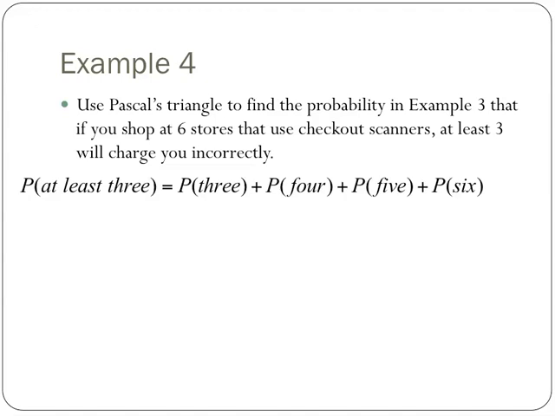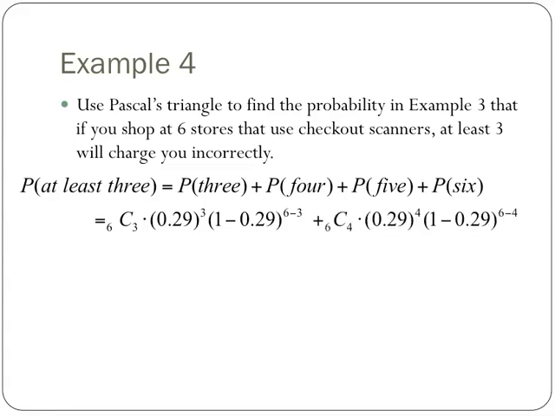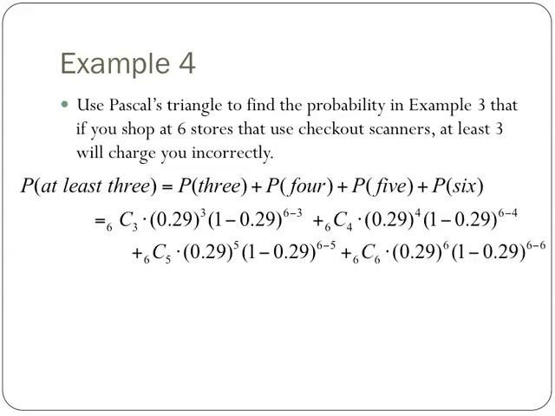Now, for the first one, probability that 3 of the 6 stores charge you incorrectly, we're going to have a 6 choose 3 in front, right? So 6 choose 3 times 0.29 to the third times 1 minus 0.29 to the third. Next, we have 6 choose 4 times 0.29 to the fourth, 1 minus 0.29 to the second. Probability that 5 charged you incorrectly, that would be 6 choose 5 times 0.29 to the fifth, 1 minus 0.29 to the first. And then the probability that all 6 of them charged you incorrectly, 6 choose 6 times 0.29 to the sixth times 1 minus 0.29 to the 0 power.